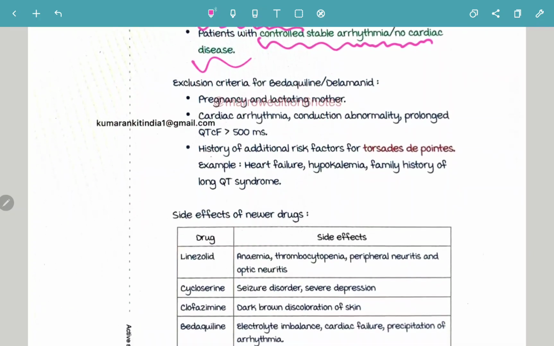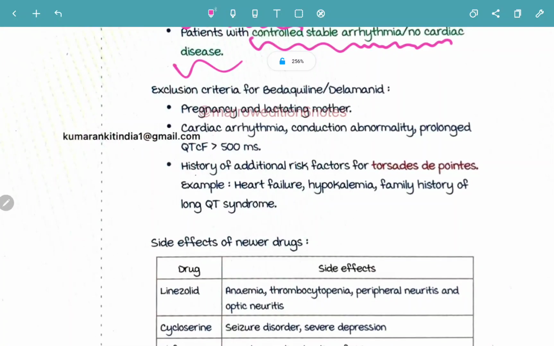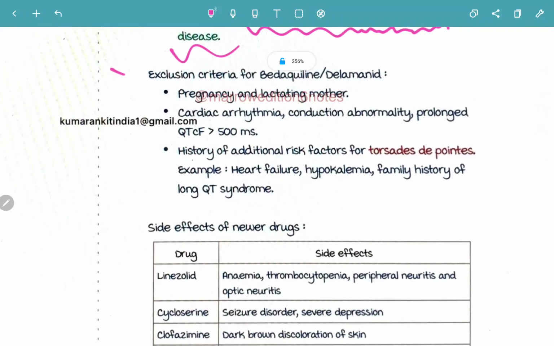So what is the exclusion criteria for bedaquiline and delamanid? The exclusion criteria for bedaquiline as well as delamanid is pregnancy. It is contraindicated. As well as a lactating mother, you should not give bedaquiline or delamanid. Any kind of cardiac arrhythmia or conduction abnormality and prolonged QT, you shouldn't give. History of additional risk factors, especially for torsades de pointes, for example heart failure, hypokalemia, family history of long QT syndrome.